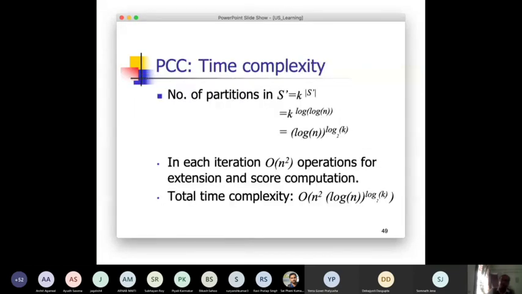So the time complexity of this algorithm is quite simple to compute. As I mentioned, the number of partitions will be of the order of log n to the power log k, and in each iteration you have order n square operations for extensions. So finally, the total time complexity is this one for PCC.